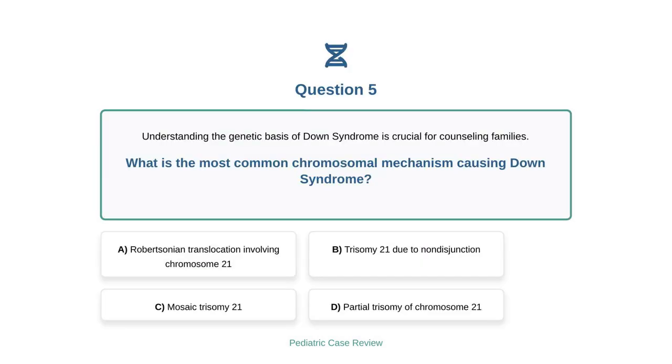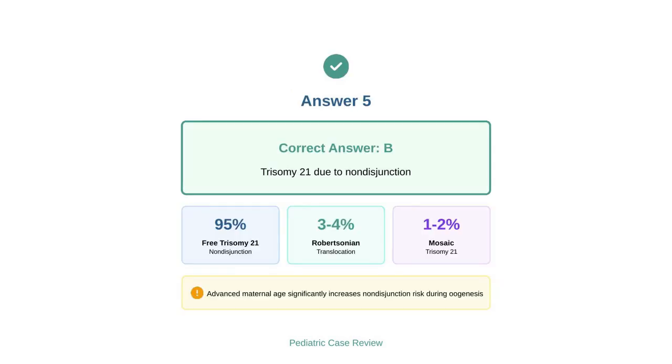Understanding the genetic basis of Down syndrome is crucial for counseling families. What is the most common chromosomal mechanism causing Down syndrome? Option A, Robertsonian translocation involving chromosome 21. Option B, trisomy 21 due to non-disjunction. Option C, mosaic trisomy 21. Option D, partial trisomy of chromosome 21. The correct answer is B.